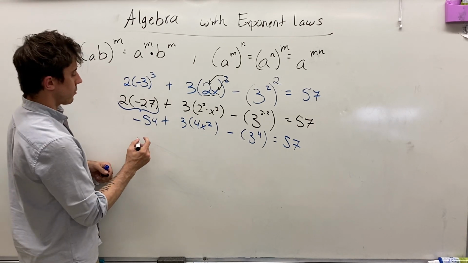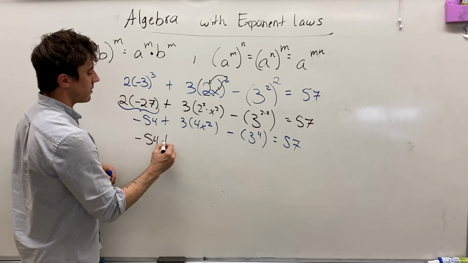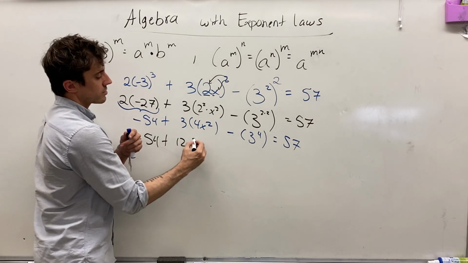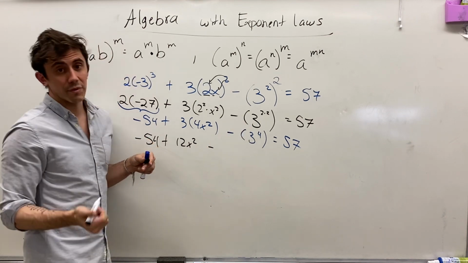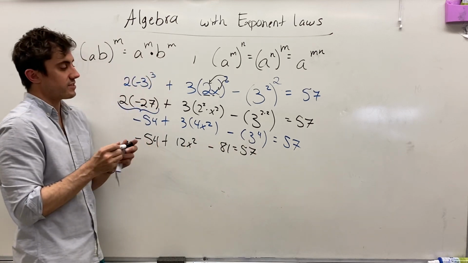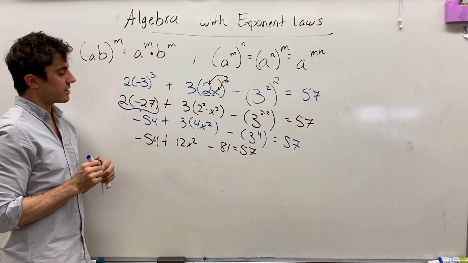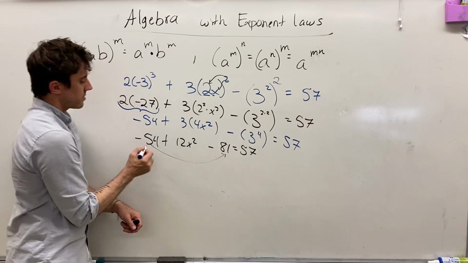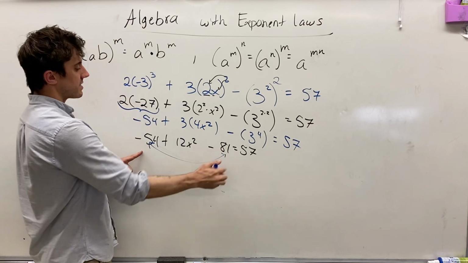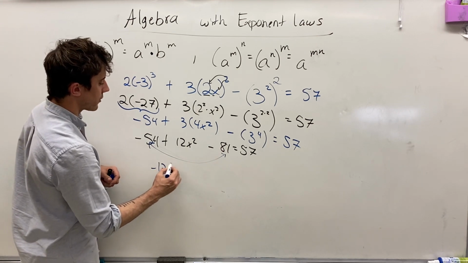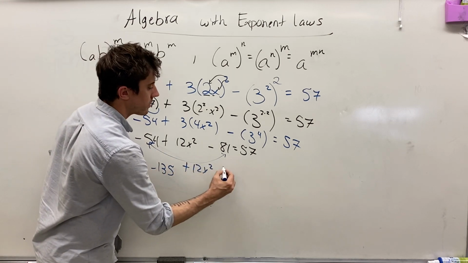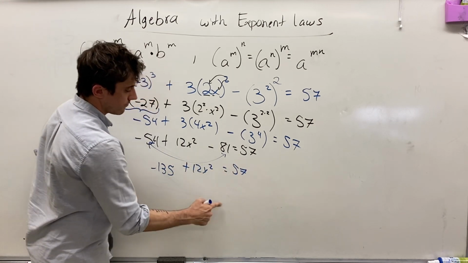And so now we're almost getting to the solving part. We have -54 plus 3 times 4x squared means 12x squared, and then minus 3 to the power of 4, we can evaluate that. 3 to the power of 4 is 81, and now we have equals 57. We're almost down to the end. We can combine our like terms because the first and last terms are constant terms, and so -54 minus 81 means -135. And we still have our plus 12x squared, all being equal to 57.